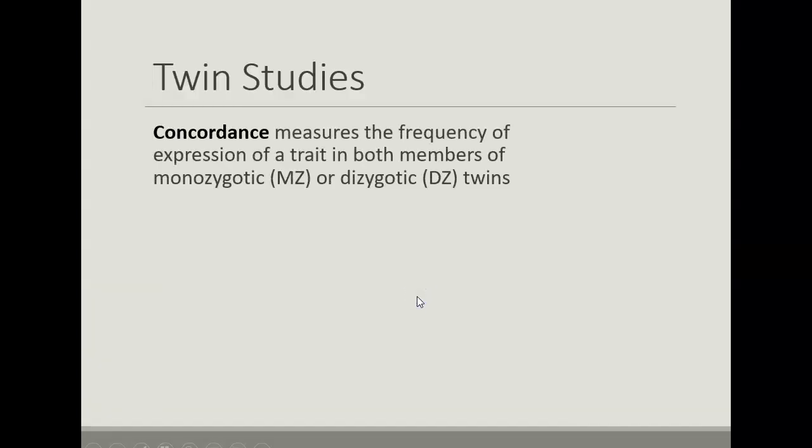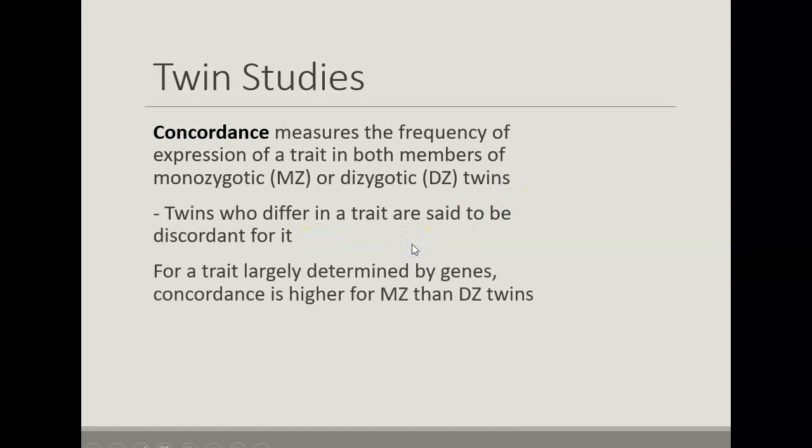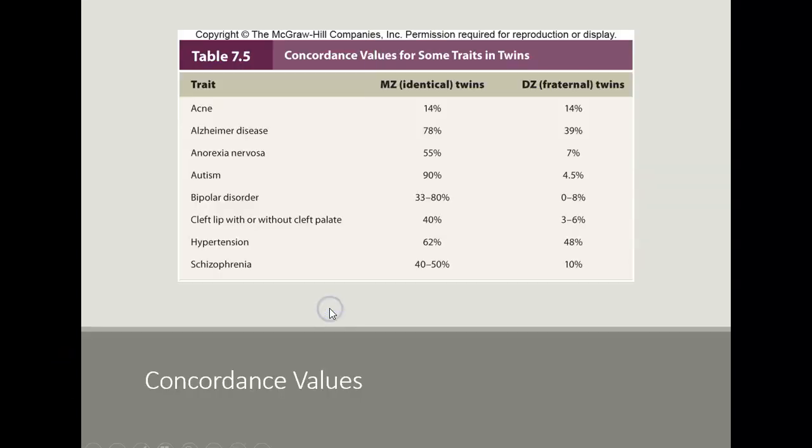And then we do twin studies, and we look for something called concordance. And the concordance is measuring the frequency of the trait in both monozygotic and dizygotic twins. Twins who differ in a trait are said to be discordant for it. And for a trait that's largely determined by genetics, you have a higher concordance in monozygotic twins than dizygotic twins. What does that mean? It simply means that there's a larger genetic influence than there is an environmental influence.